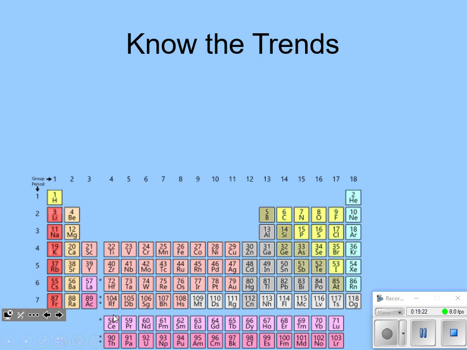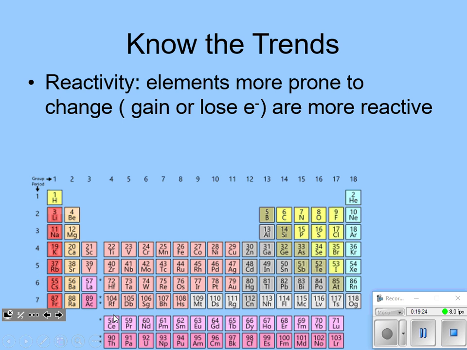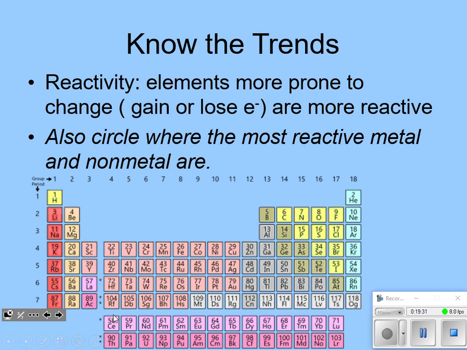There is one slide on here that isn't part of your lab itself. And what I say is reactivity is defined as an element either gaining or losing electrons. It's changing from its neutral form. Starting next class, you're going to learn why that's important. Here's what I'd like you to do to wrap up class. My second bullet point says, circle where the most reactive metal and nonmetals are.